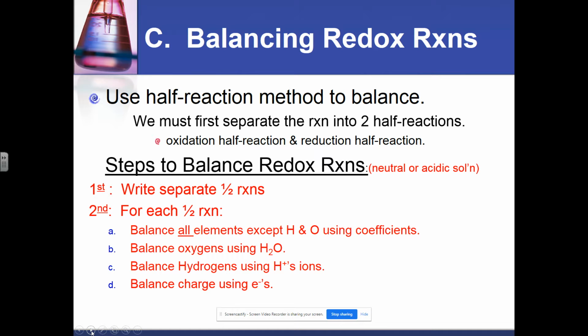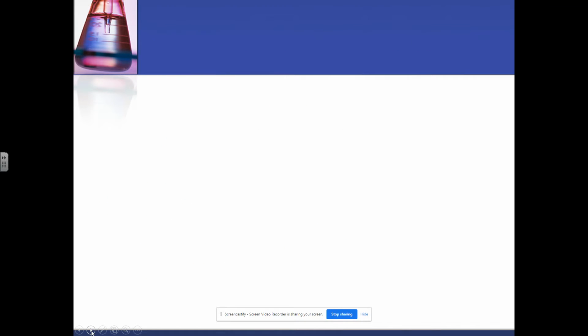Next, you will balance the charge in the half reaction, and you balance the charge using electrons. So yes, we'll be adding electrons in these half reactions, but don't worry, before we add them back together, you're going to make sure the electrons all cancel out. But this is a necessary step in balancing a redox reaction. So balance your charge using electrons.